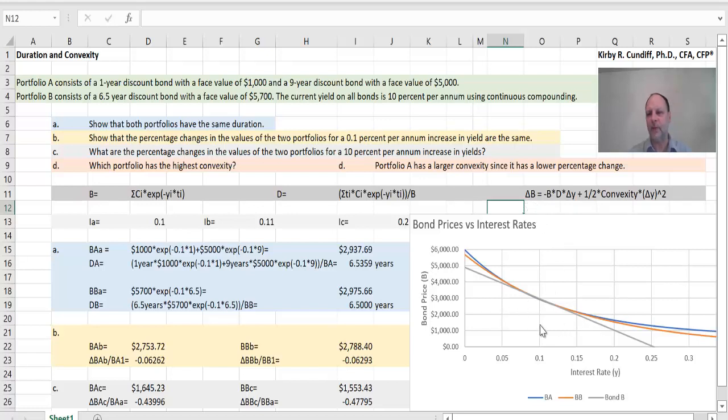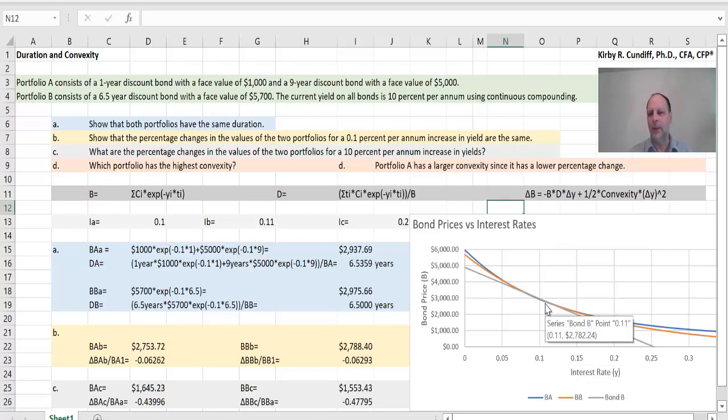And you can see that on the graph right here, which we also develop in another video. So here we have a graph of bond prices versus interest rates. The blue line is bond A, the orange line is bond B, and the gray line is the duration approximation. In reality, bond prices change in a curved, convex manner, but for small changes you can approximate that as being linear, right in here. And a 0.1% increase is a small change, so we're merely going from here to here.